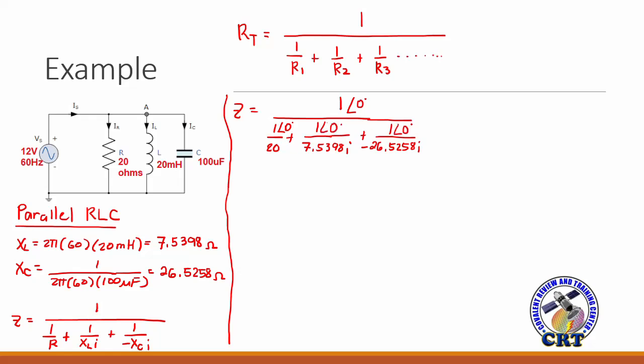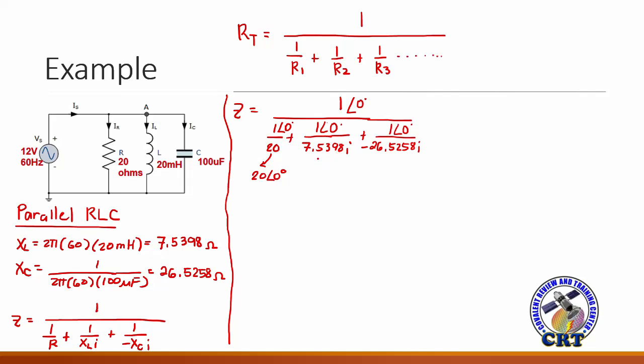So the numerator 1 is converted to polar form. Let us now convert the denominator to polar form. So 20, convert that to polar. This is 20 angle of 0 degrees.